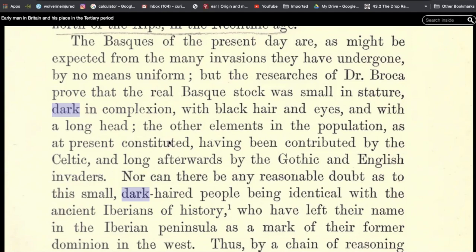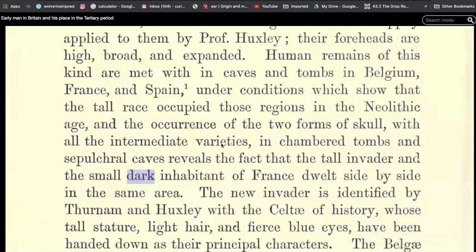Broca proved that the real Basque stock was small in stature, dark in complexion, with black hair and eyes, and with a long head. On page 316, regarding some skulls they're finding in the caves, I believe in France and Spain, their foreheads are high, broad, and expanded, and even flattened, often flattened, they say.